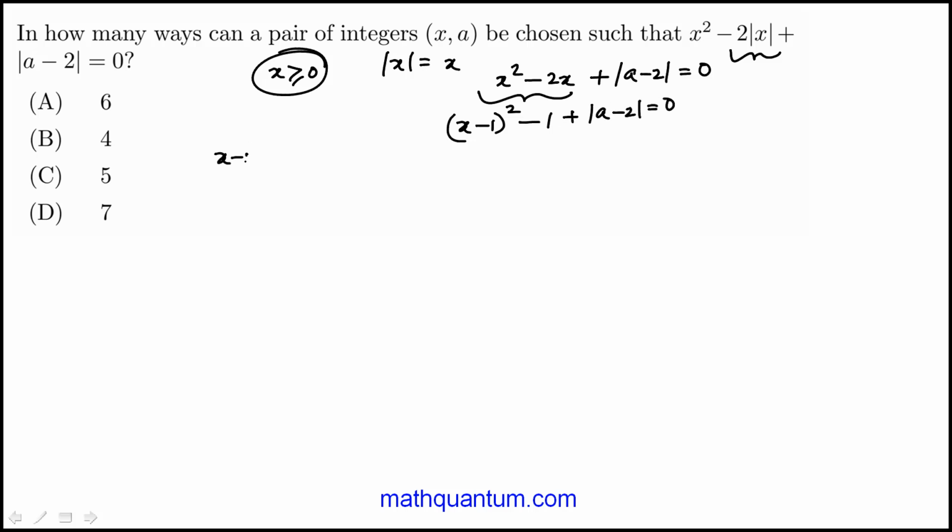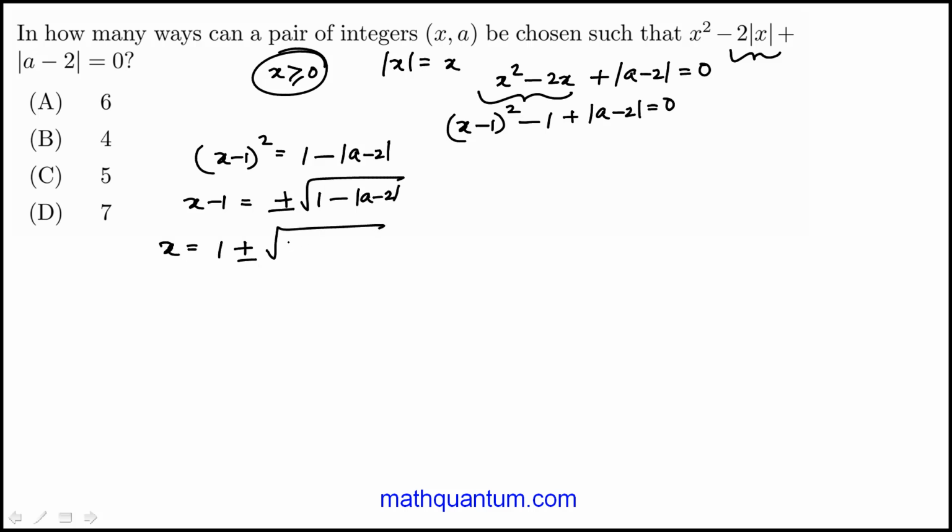So that means (x minus 1) squared is 1 minus absolute value of a minus 2, or x minus 1 is plus or minus the square root. And that's what x becomes. And that's what you would get if you were to use the quadratic formula. So here we have to look for integer values of a.